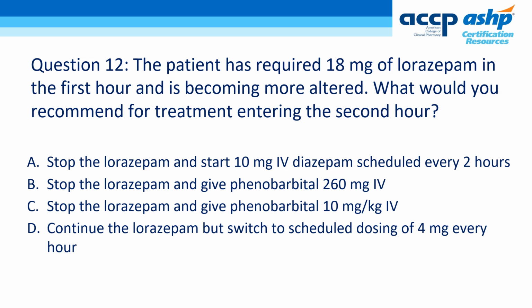A, stop the lorazepam and start 10 milligrams of IV diazepam scheduled every 2 hours. B, stop the lorazepam and give phenobarbital 260 milligram intravenous bolus. C, stop the lorazepam and give phenobarbital loading dose of 10 milligrams per kilogram intravenous run over 30 minutes. Or D, continue the lorazepam but switch to scheduled dosing of 4 milligrams every hour.